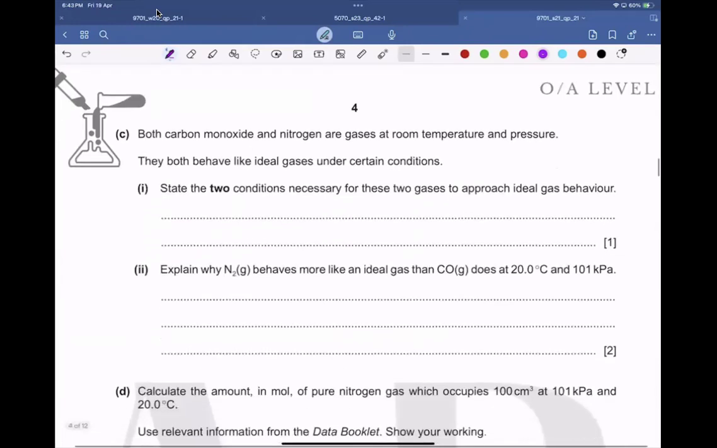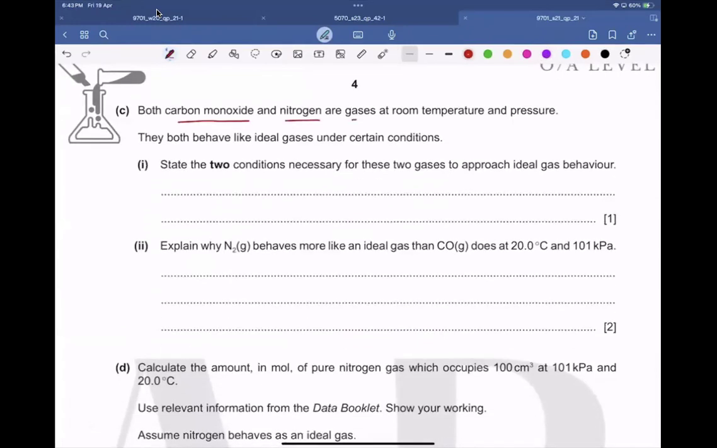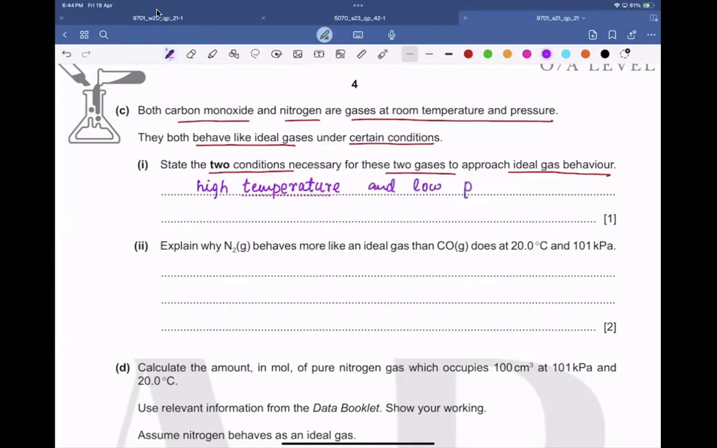Okay. Now, both carbon monoxide and nitrogen are gases at room temperature and pressure. They both behave like ideal gases under certain conditions. State two conditions necessary for these two gases to approach ideal gas behavior. If you recall, to behave like an ideal gas, there would be no or negligible forces of attraction between the molecules, and this can only be obtained when we increase the temperature. High temperature makes the gas expand and the molecules get further and further away. And low pressure. When we decrease the pressure, the molecules get further away from each other, so they are at a distance where their intermolecular forces become insignificant. Is this understandable to all of you?